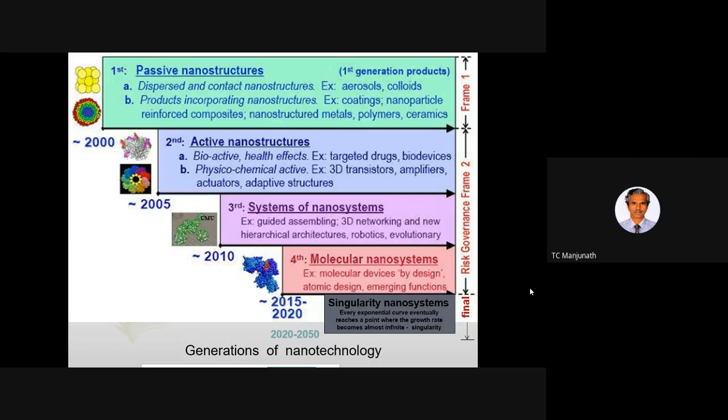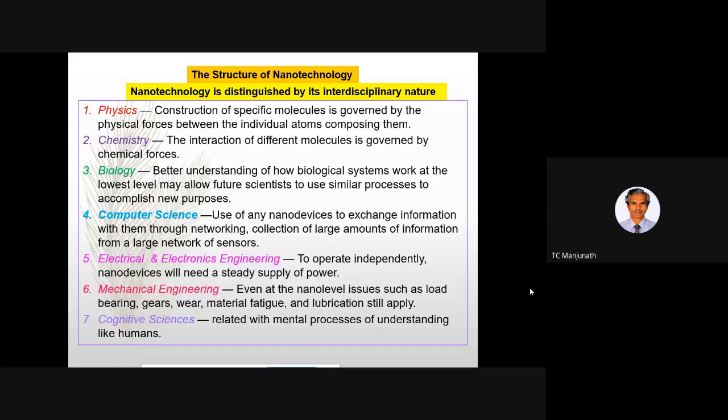And the structure of this nanotechnology, I have already told you that it's governed by an interdisciplinary nature. Various branches come into the picture. Already in the second or third slide, I told you the various concepts. One is physics, chemistry, biology, and computer science, electrical and electronics engineering, mechanical engineering, and the cognitive sciences.